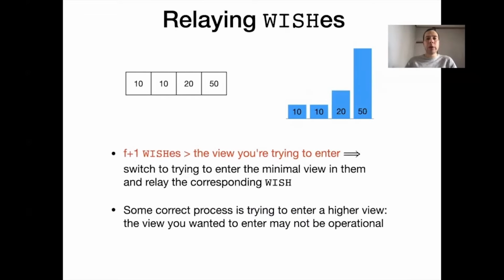There is another rule here. It's as follows. If you receive F plus 1 wishes greater than the view you're trying to enter, then you will switch to trying to enter the minimal view in these wishes, and you will relay the corresponding wish. So the rationale here is that among F plus 1 processes, at least one must be correct, so it isn't lying. And so it's of no use trying to enter the view you're trying to enter, because at least one correct process already wants to enter a higher view. And so in this case, you go with this process.